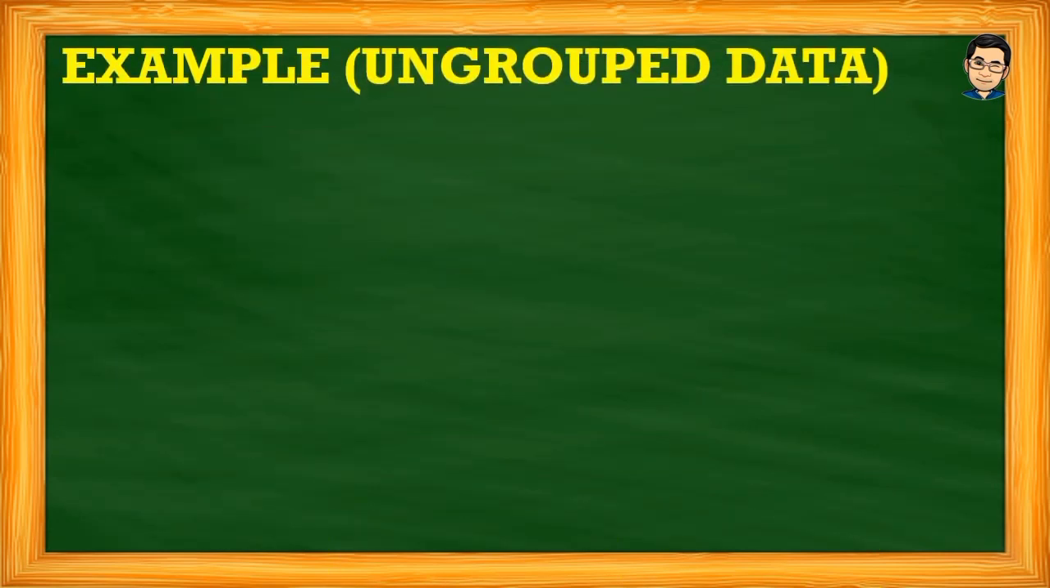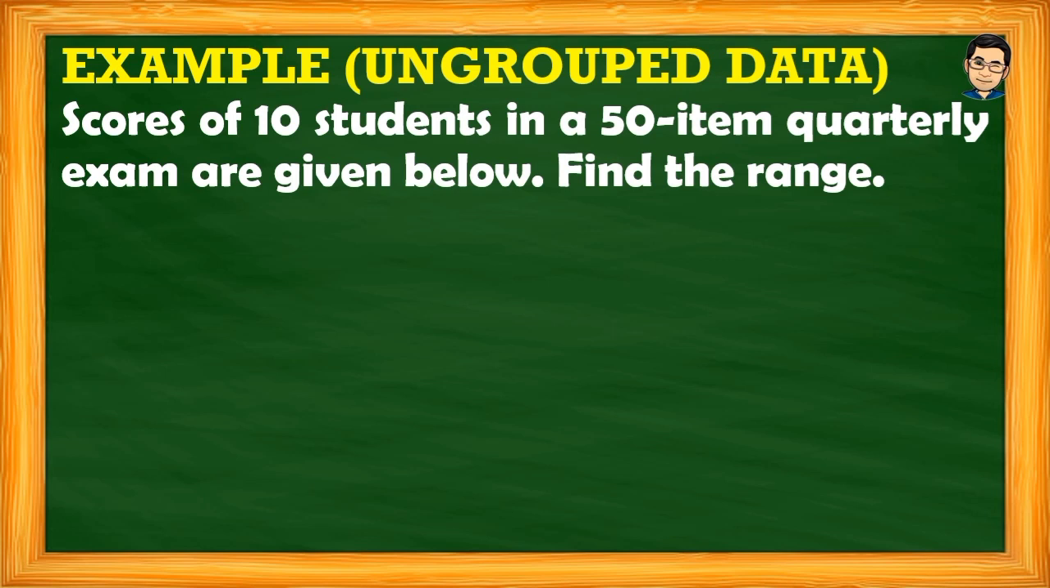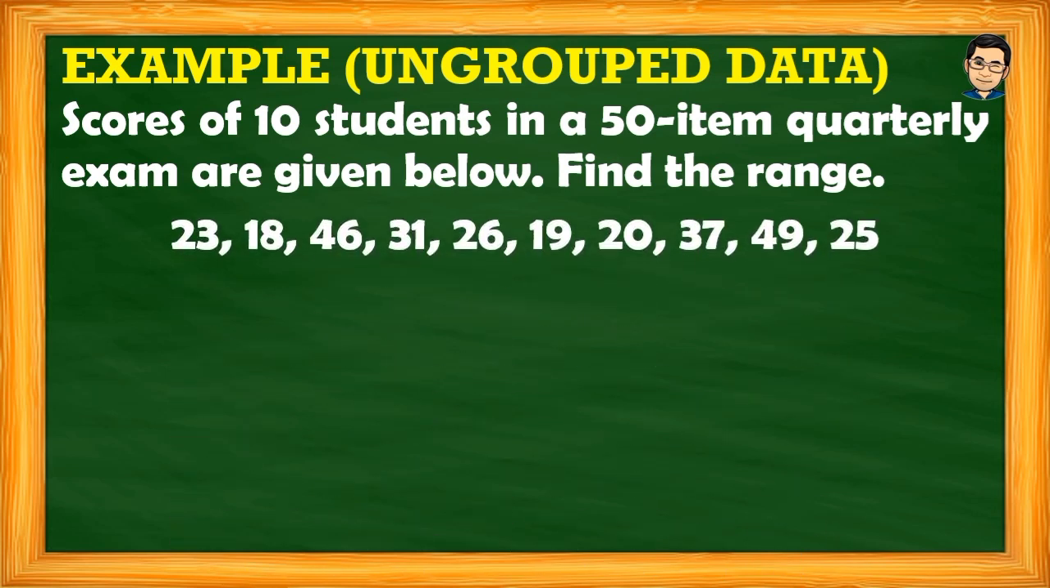Let us now have an example for range of ungrouped data. Madali lang kasi yung range, kaya dito sa video lesson natin, magkasama yung ungrouped and grouped sa range. Sa range lang, hindi sa average deviation. The scores of 10 students in a 50-item quarterly exam are given below. Find the range. Ang makikita natin dito yung mga scores na nakuha ng 10 students sa isang quarterly exam, o yung tinatawag nating periodical exam.